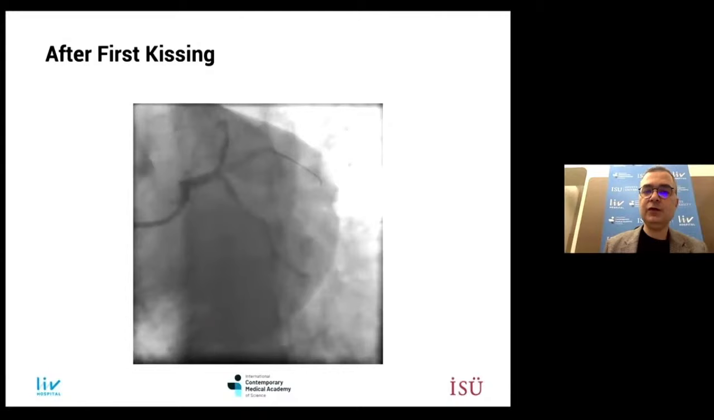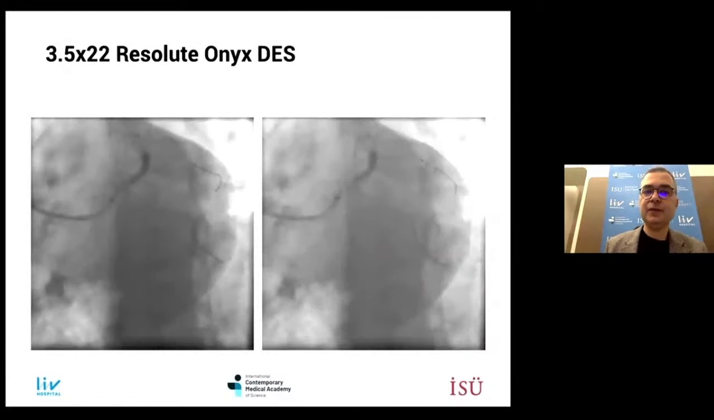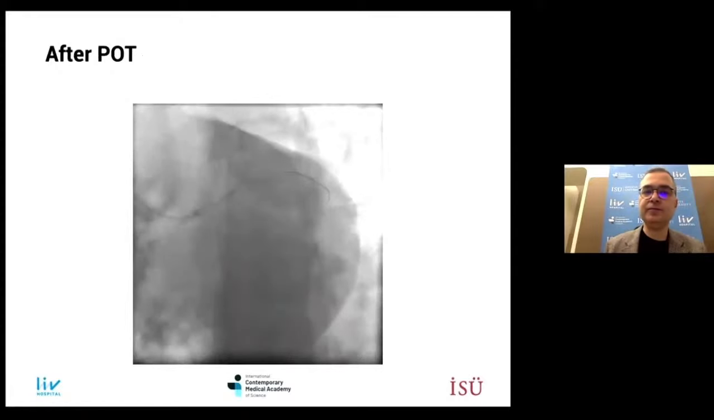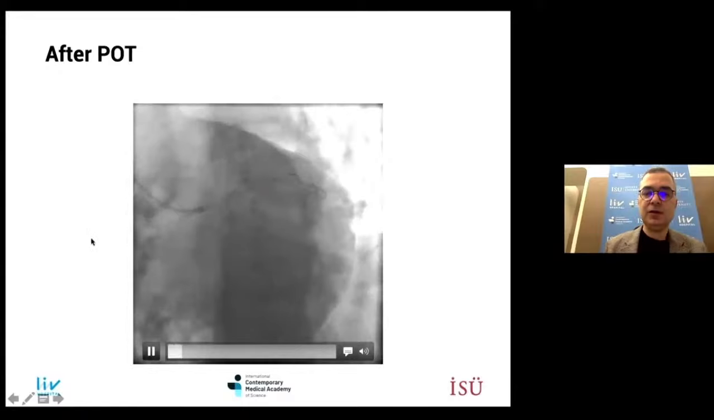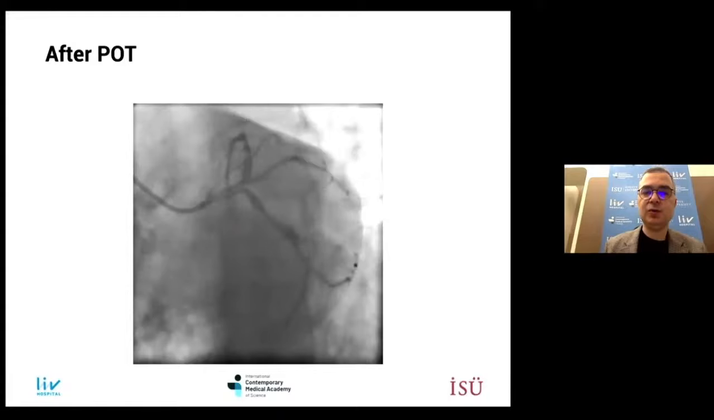After the first kiss, this is the result. Now we have implanted a 3.5 by 22 millimeter Resolute Onyx stent to the LAD, from left main to the LAD. And we have done a proximal optimization with a 4.5 NC balloon. And after the proximal optimization, you will see the result. So both the LAD and the circumflex arteries were treated.